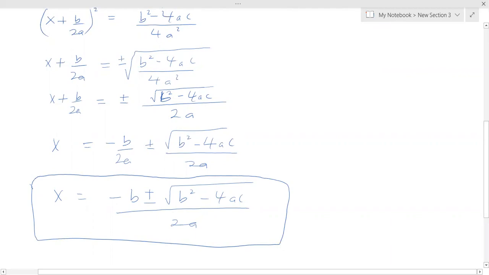All right. So I believe now today you know where this formula came from. It just comes from completing the square.